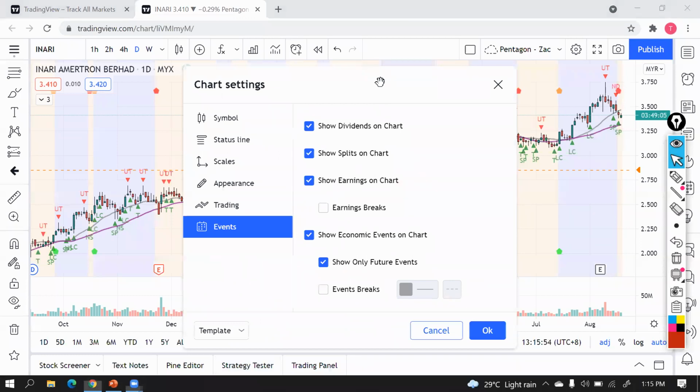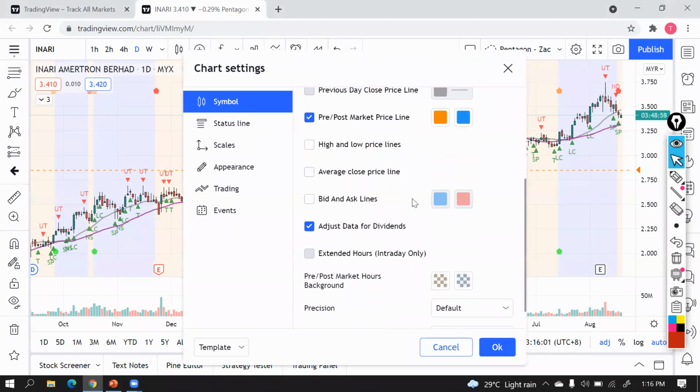Let me hide this first. Under settings, you go to symbol. Under symbol, you should be able to see here "adjust data for dividends". Like I said, usually I'll tick it because I want to see the current price match with the previous price. I want to see whether the current price is at the previous support or not, and whether the current price is at the previous resistance or not.